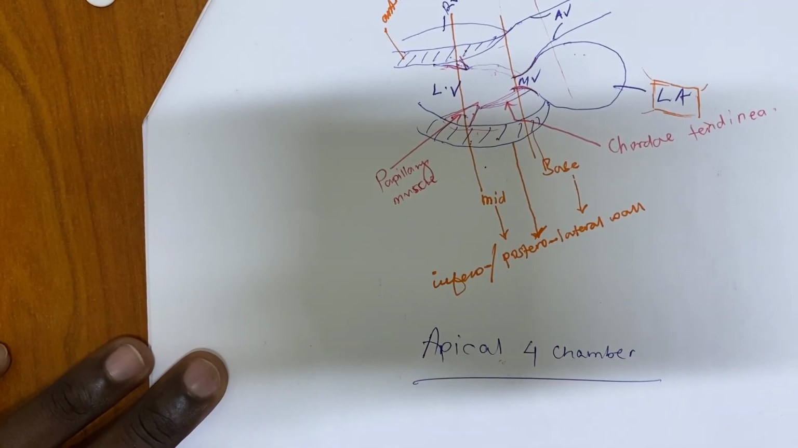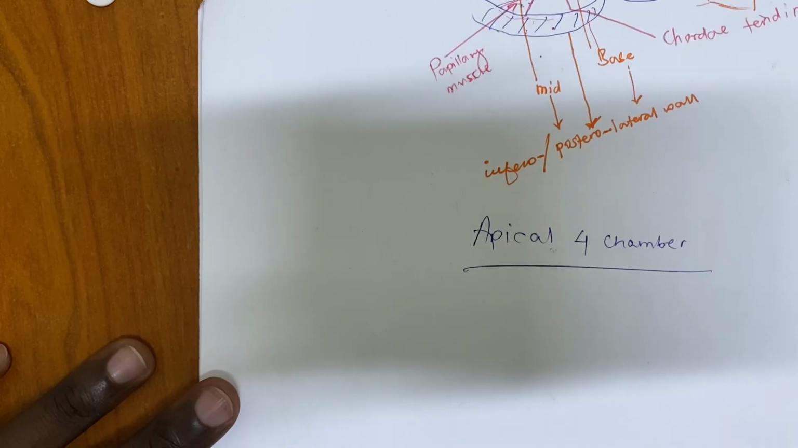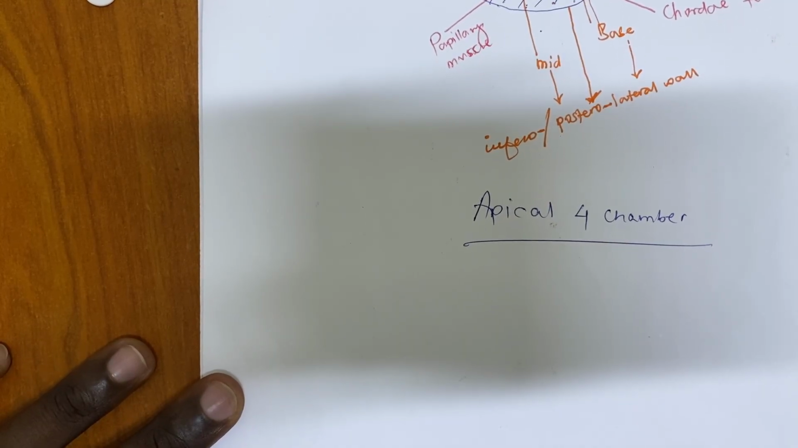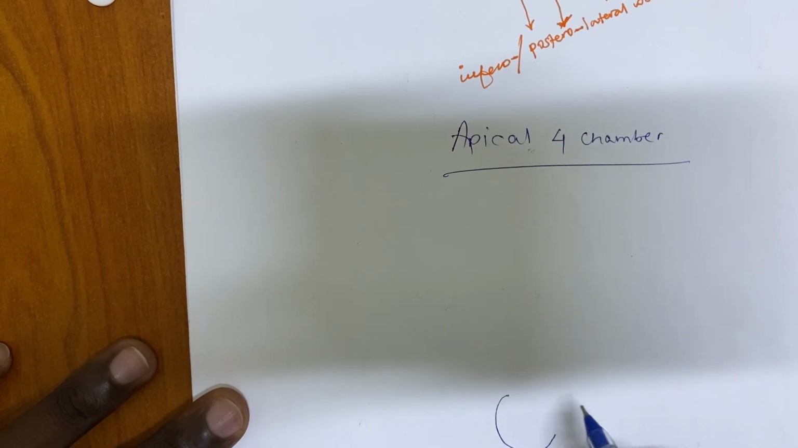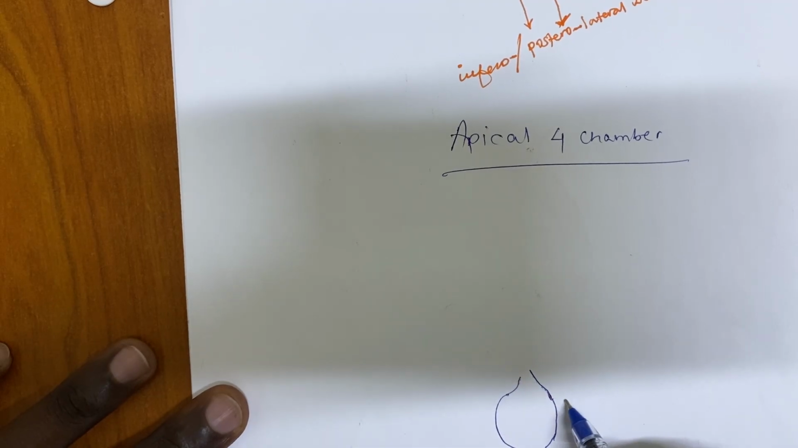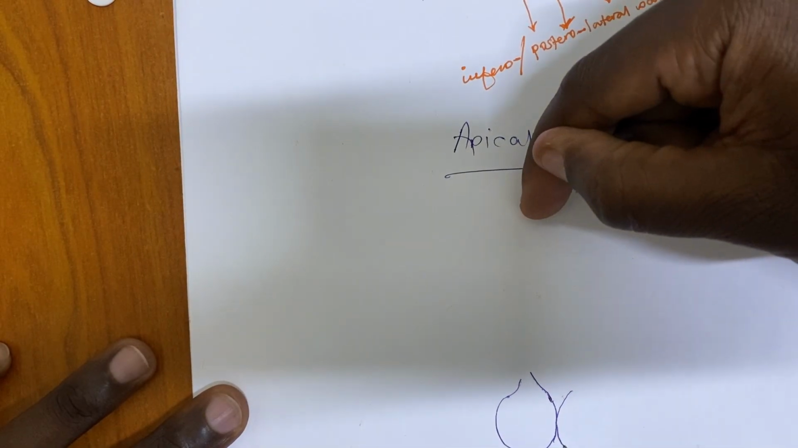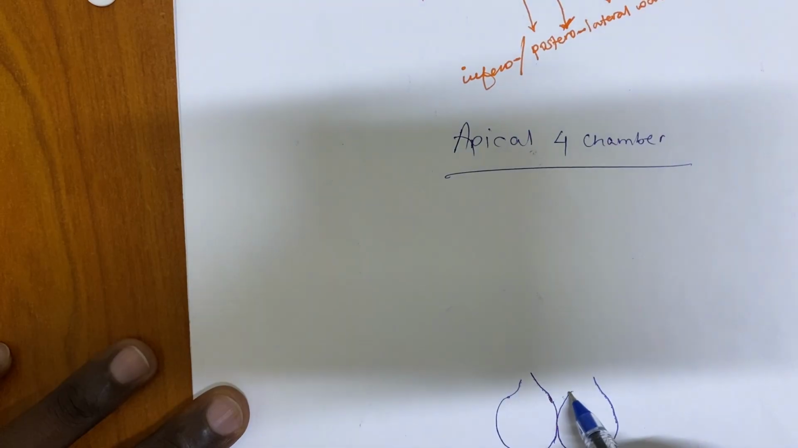We start with the apical 4 chamber. Normally the heart has 4 chambers, meaning 2 atria and 2 ventricles. And from the orientation, this time the apex has to be here, close to the probe.